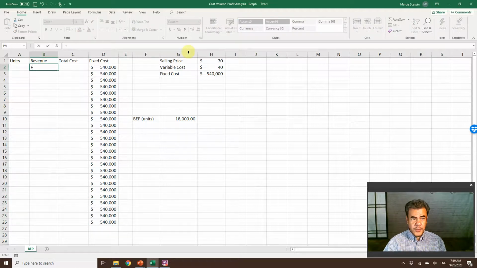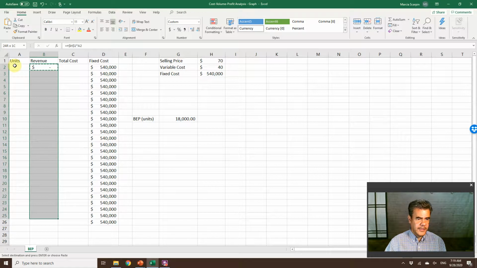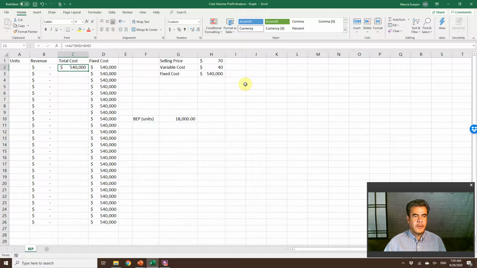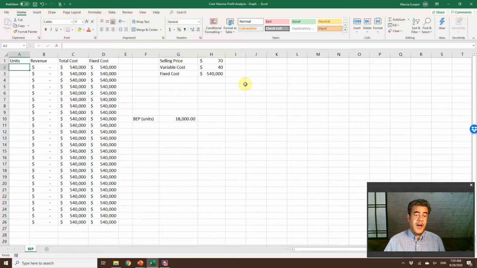Revenue. Revenue is selling price, we can fix it, times number of units. Nothing because we have no units yet. And total costs. Total cost is units times variable costs, and we can fix it, plus fixed costs, and we can fix it as well. And how do you fix it? Either the dollar symbol or F4, you fix it. Okay, total cost now 540 because we have only fixed costs.